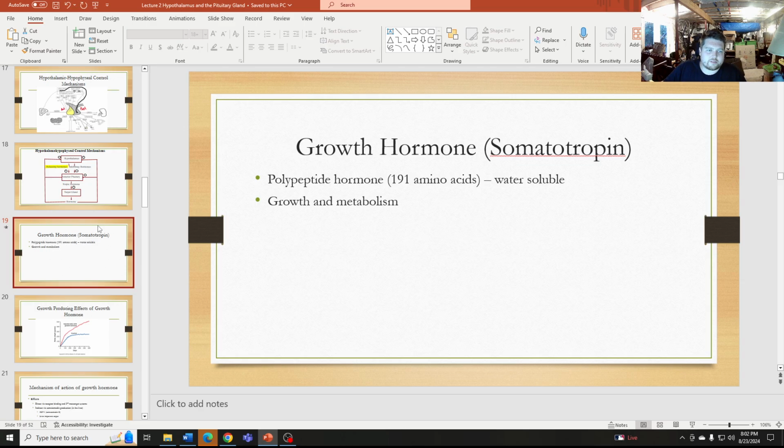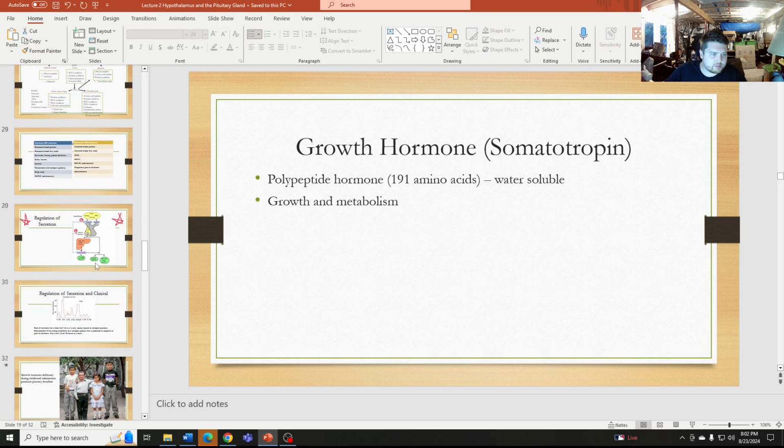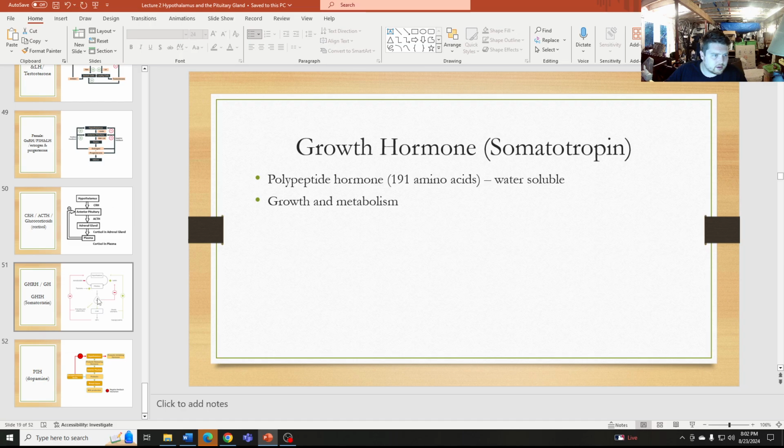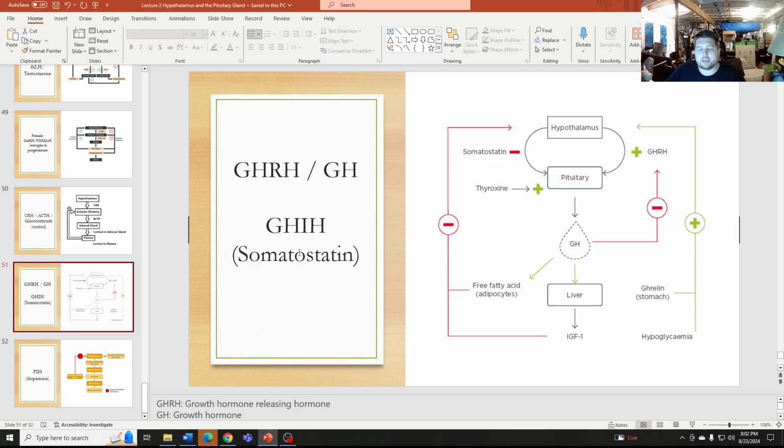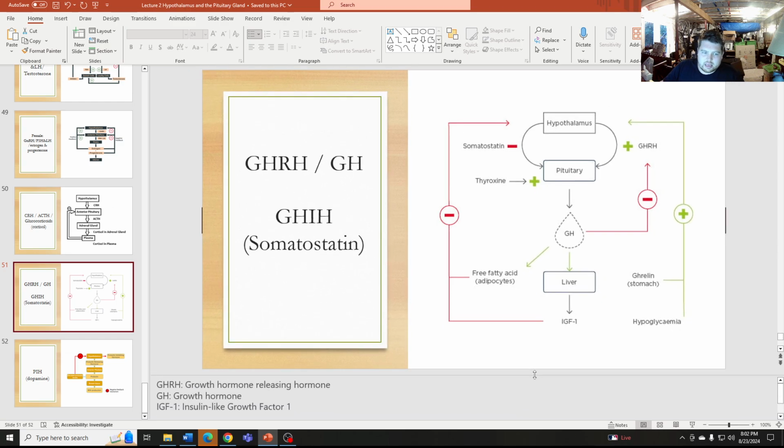So first off, growth hormone, aka somatotropin. And just like its name, it is responsible for growth and metabolism. Here we go. Here's our feedback mechanism for our growth hormone. It, of course, starts with a hormone released from the hypothalamus. So the hypothalamus is going to release growth hormone releasing hormone, and it goes to the pituitary gland.